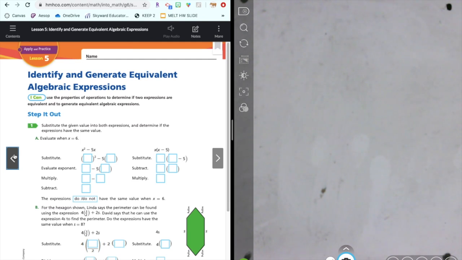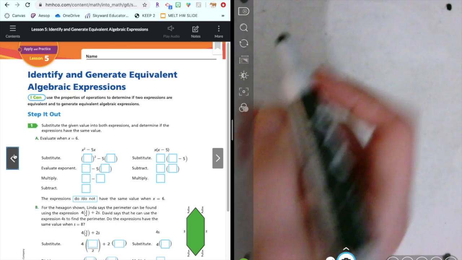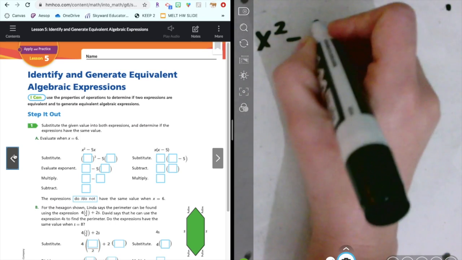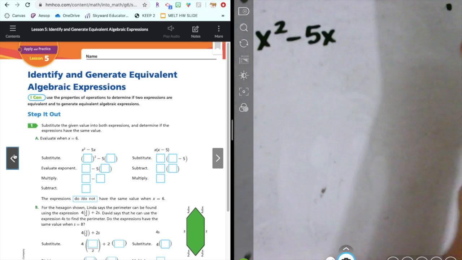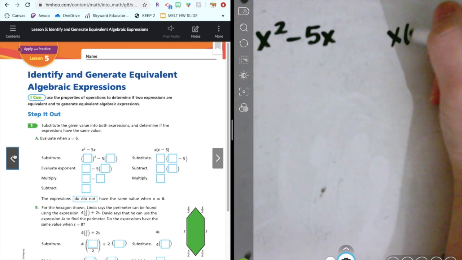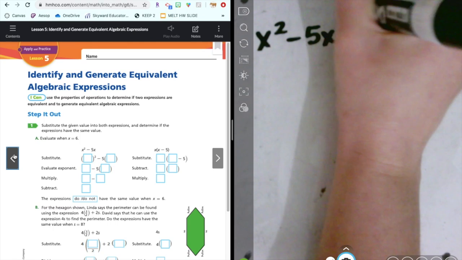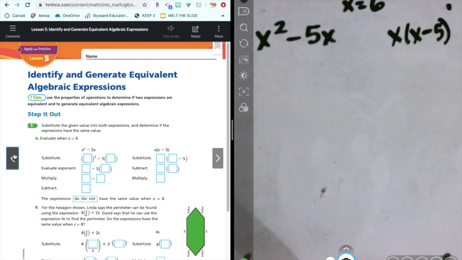So first, we're going to look at equivalent expressions. Equivalent expressions are expressions that equal the same thing when evaluated. So we're going to do number 1 here. It says x squared minus 5x, and it says x times (x minus 5). And it told us that x equals 6. So we're going to work these out.